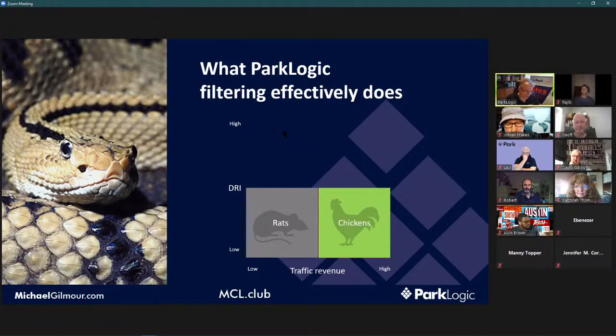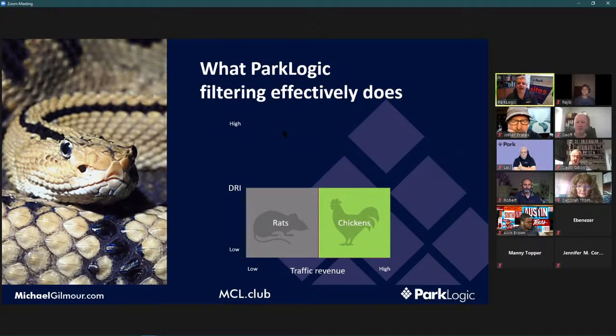So this is going to give ParkLogic clients an interesting opportunity to assess the value of their portfolios and the value of their traffic based upon a risk score. And I don't think that's ever been done in the domain industry. So you'll be able to say, where are my chickens? Where are my rats? Where are my snakes? And so forth.